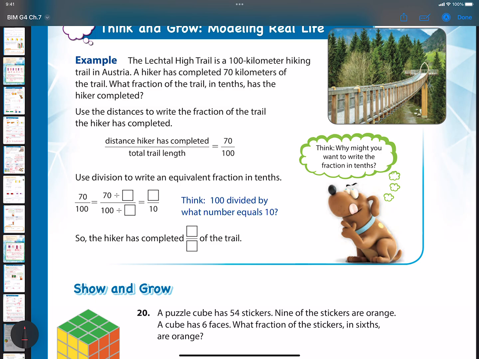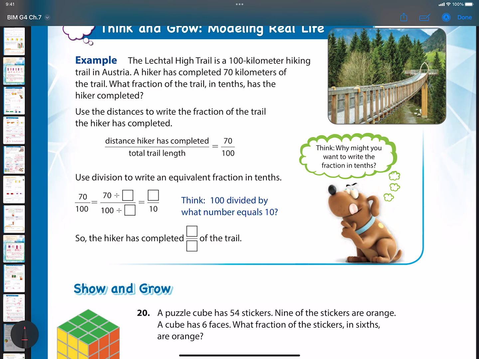Okay, the Lectal Hike Trail is a 100-kilometer hiking trail in Australia. A hiker has completed 70 kilometers of the trail. What fraction of the trail in tenths has the hiker completed? Use the distances to write the fraction of the trail the hiker has completed. Distance hiker has completed over total trail length. Okay, so total number over what? It has to go down because that's the denominator. And then distance hiker has completed, that means what? How much he made it.